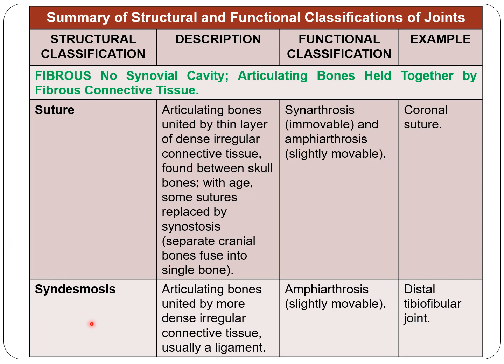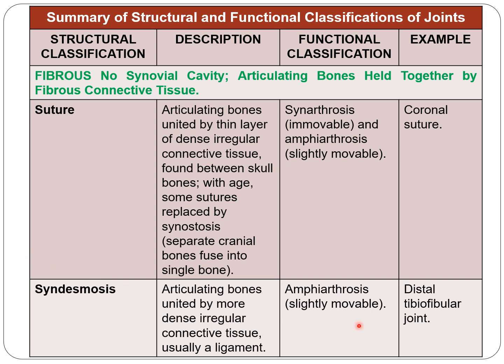The next type of fibrous joint is syndesmosis. In syndesmosis, the articulating bones are united by more dense irregular connective tissue. In suture, it is a thin layer of dense irregular tissue. Here it is more dense irregular connective tissue, usually a ligament.